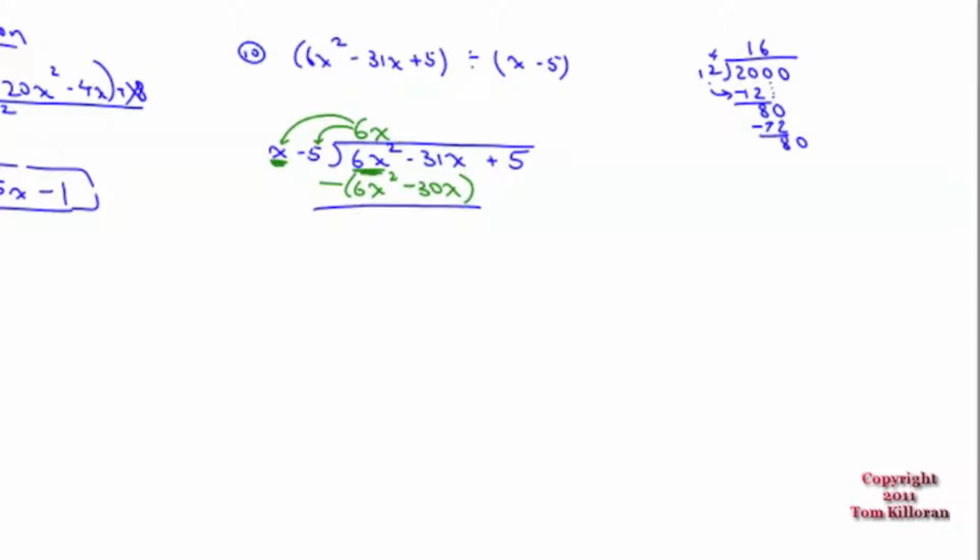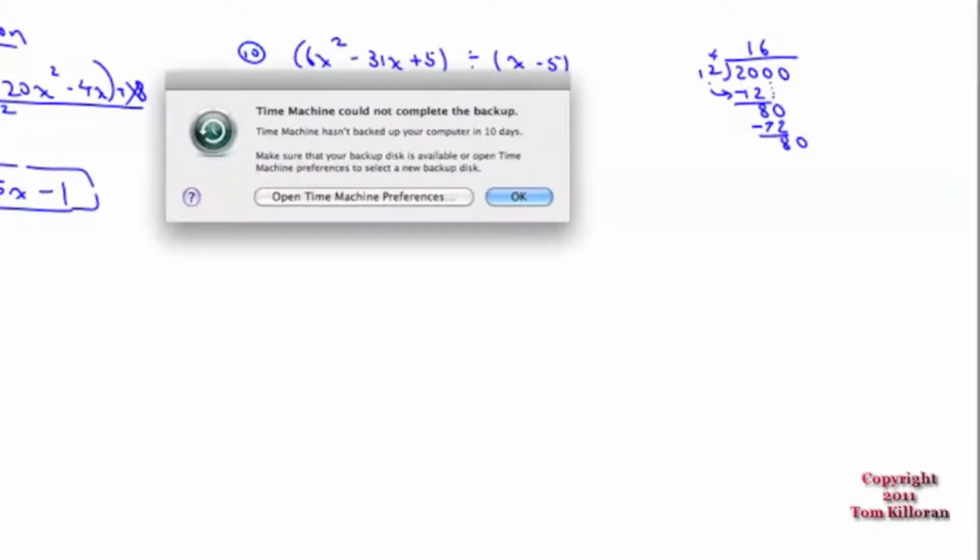What's this one turn into? Positive 30. So if you want, you can put a little plus sign there. And you get negative 31x plus 30x, which is better known as? 1x. Careful. Negative 31 plus 30. Negative 1x. And then you bring down the positive 5. And you start all over again.